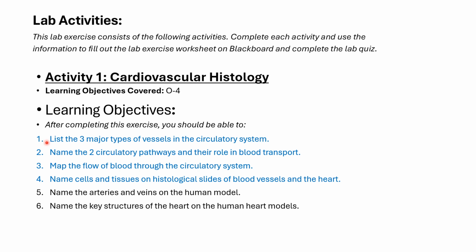And what is this? You have to list the three major types of vessels in the circulatory system. We already did that. Two circulatory pathways, the pulmonary and the systemic circuit, and then map the flow of blood through the circulatory system. We went over that briefly. And then name the cells and tissues on histological slides of blood vessels and the heart. Now we have to look at this objective number 4.